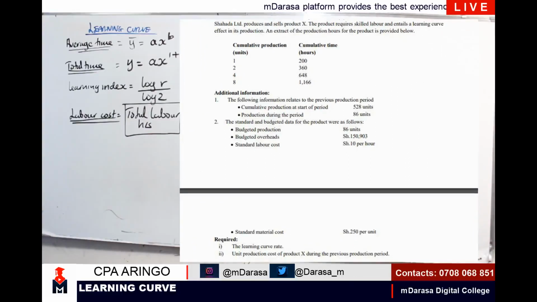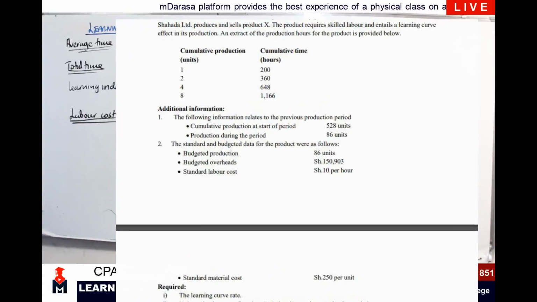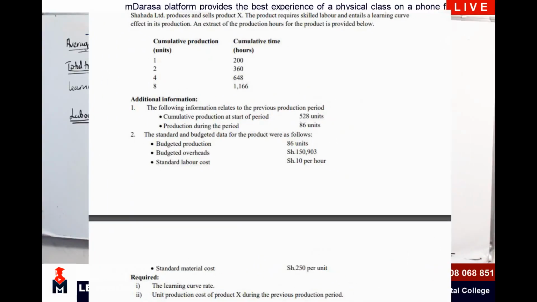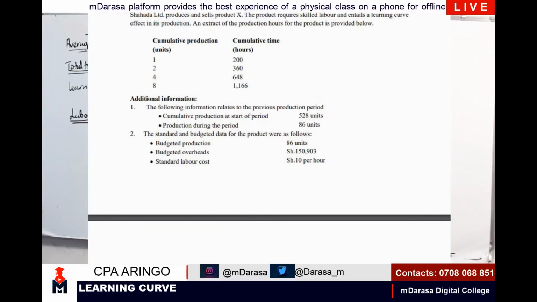Here is our question. I believe that it is very visible to all of us, so we go through it together. And these are what you are told. That Shahada Limited produces and sells product X. The product requires skilled labor and entails a learning effect in its production.